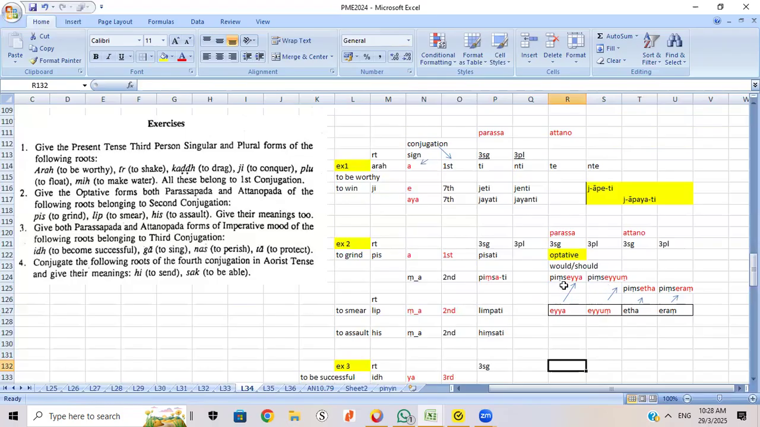You add this one to here, take away the ti, pimseyyum. That means he would, she would, it would. In this case, the plural means they would. So this is what you call atanopada, or reflexive. It's the same meaning. Follow. So this is what you are supposed to do in here, because here he is talking.